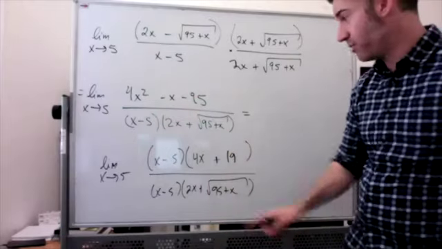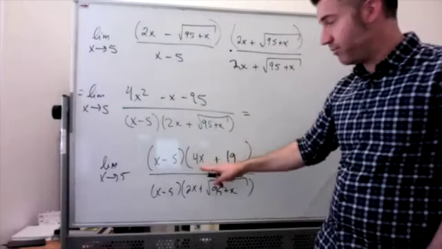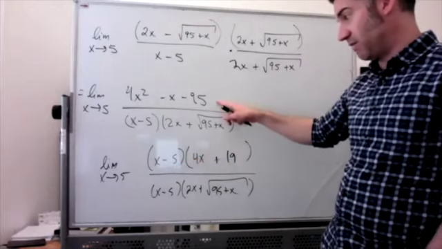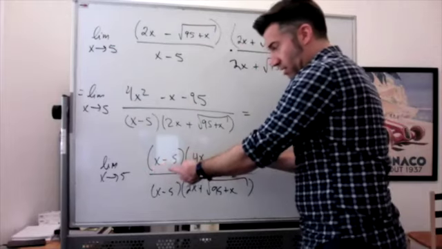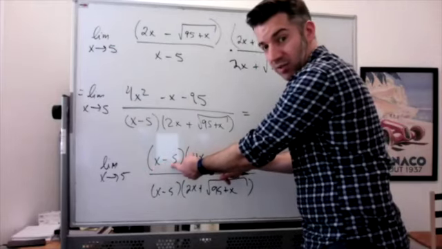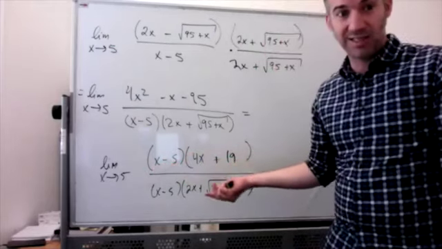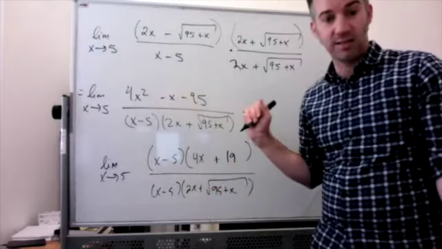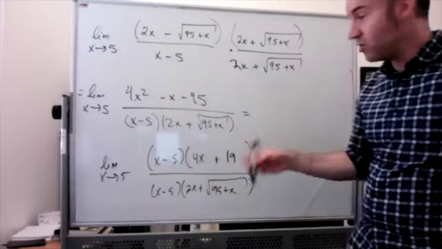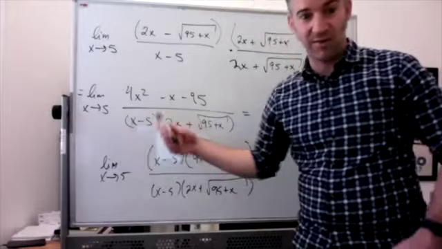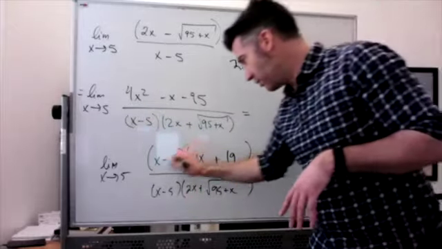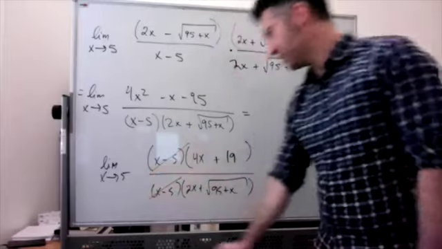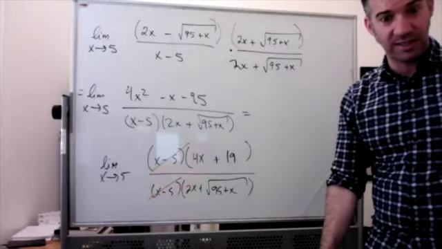Let's double check. X times 4x is 4x squared. Minus 5 times 19 is minus 95. And 19 times x is 19x. Minus 5 times 4x is minus 20x. And minus 20x plus 19x does give me a minus x as the middle term. So if you know that something's supposed to come out as a factor, it makes factoring a quadratic actually kind of straightforward. Then we cancel the x minus 5s, and we plug in 5 for the rest of the x's.